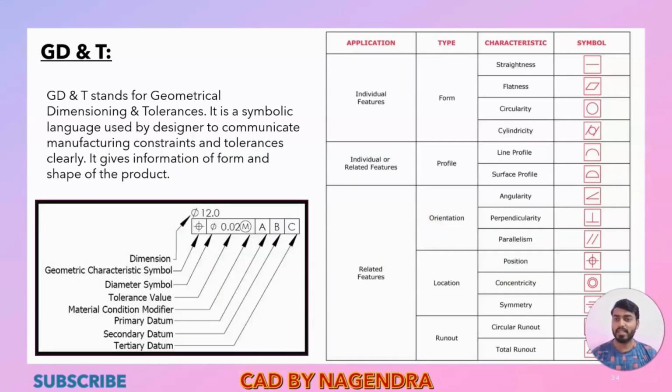Now we'll see about GD&T. GD&T stands for geometrical dimensioning and tolerancing, as you can read here. It is a symbolic language used by designers to communicate manufacturing constraints and tolerances clearly. It gives clear information on the form and shape of the product. This GD&T will be used along with the dimension.